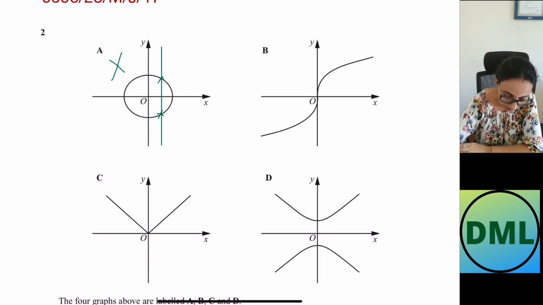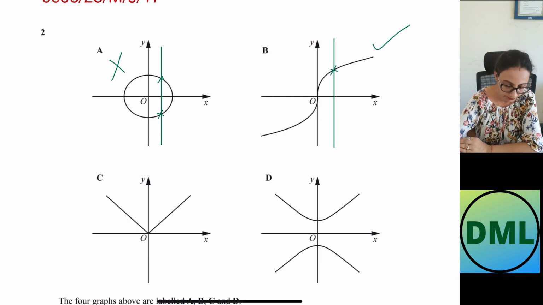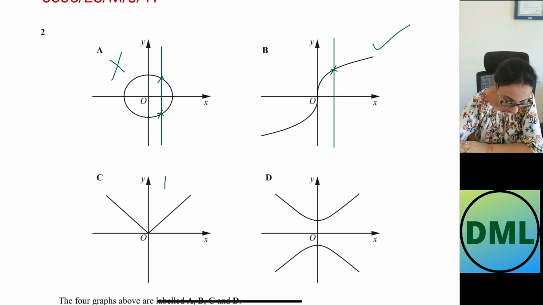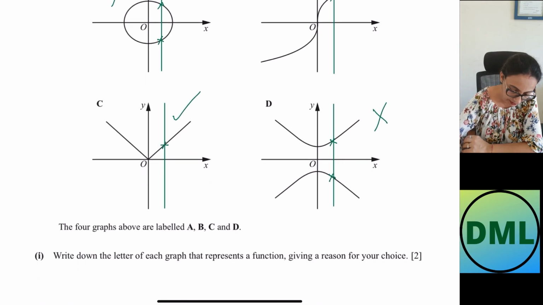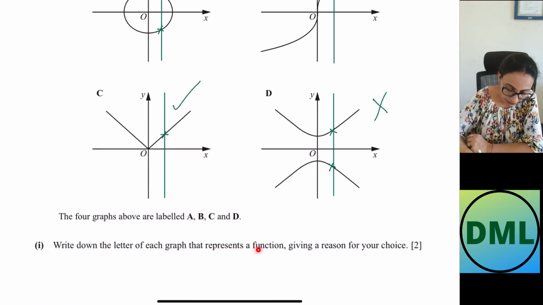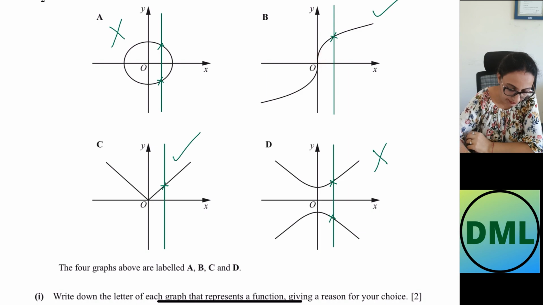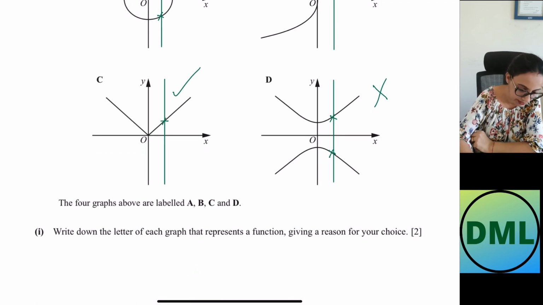Let's plot the vertical line in the second graph. It cuts the graph at 1 point. So this is our function. Let's take the third graph and draw the vertical line. It cuts the graph at 1 point. So this is our function. Let's plot the vertical line on the fourth graph. This cuts the graph at 2 points. So this is not a function. He's asking us which represent a function. The functions are graph B and graph C. That will be my answer here. Let's write down the answer here, B and C.